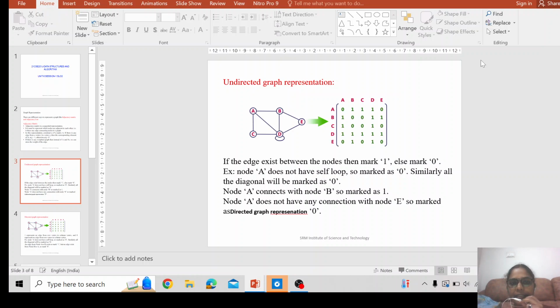Let's consider another example, the vertices C and B, which don't have any direct connection, so the values of C with B and B with C are marked as 0. Let's consider the third one, B with E, where we have a direct connection, so the value will be represented as 1. It means that if there is an edge connecting two vertices, it will be marked as 1. Otherwise, it will be marked as 0.